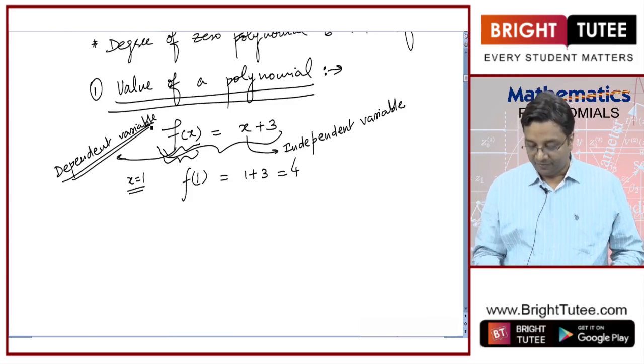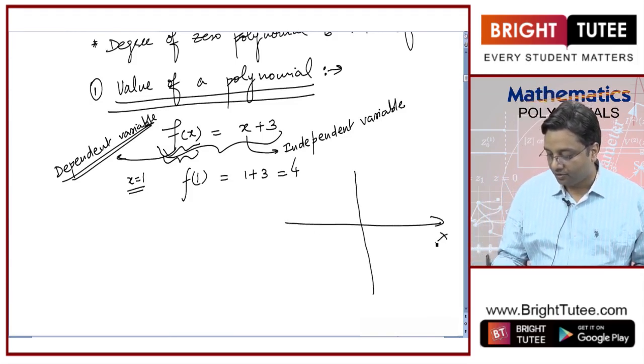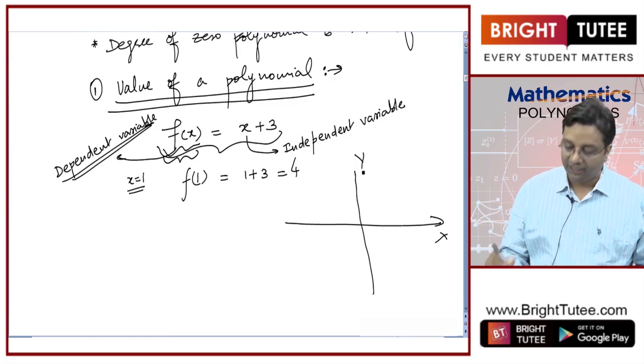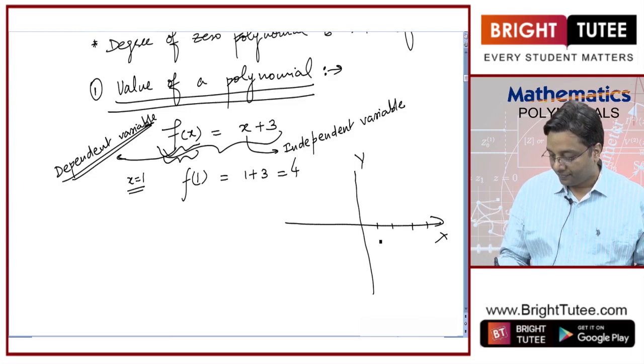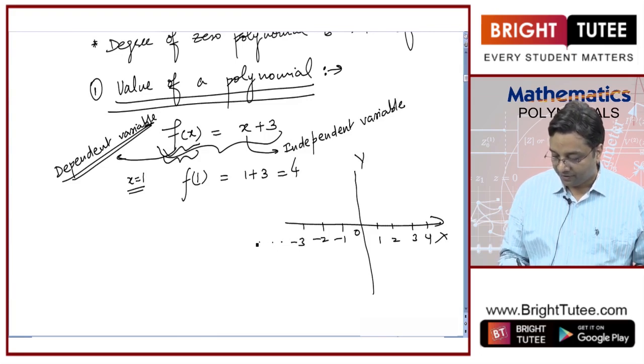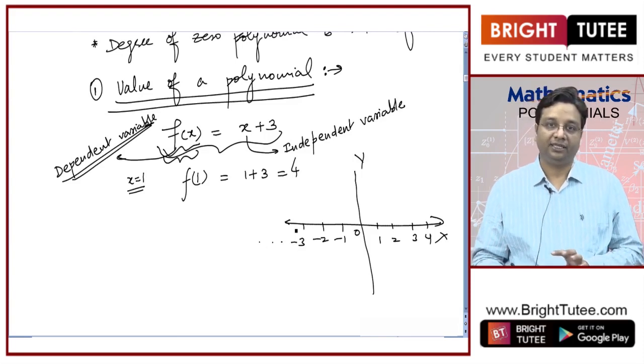Graphically, if you see, you make these rectangular coordinates. This is known as the x-axis. This is known as the y-axis, right? This is a line: 1, 2, 3, 4. This is 0, minus 1, minus 2, minus 3, right? This is a line where all the real values can be written, right?